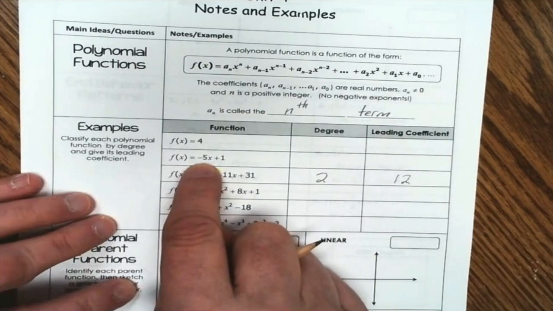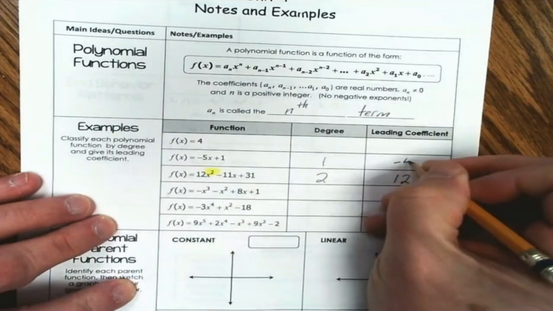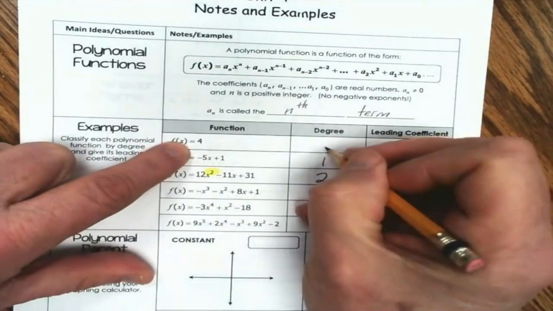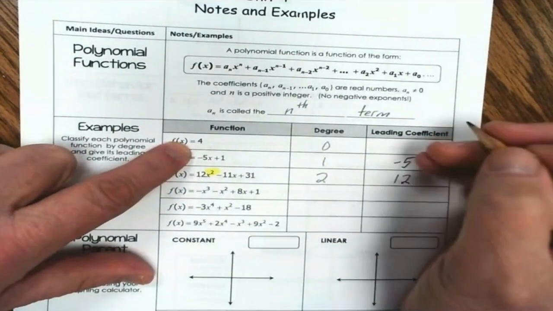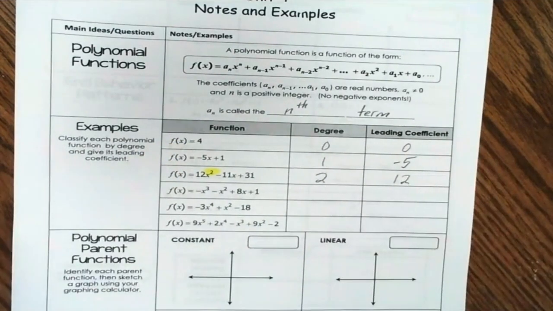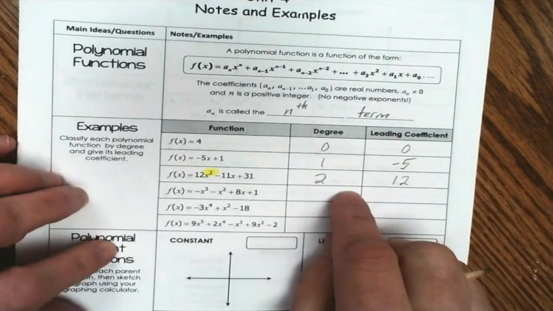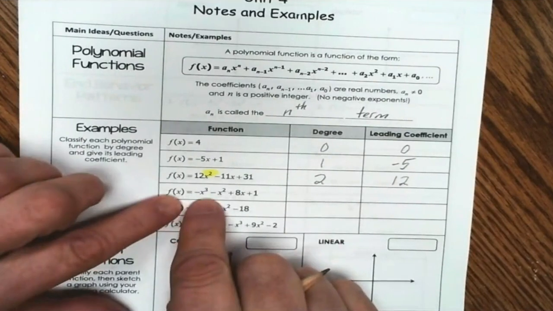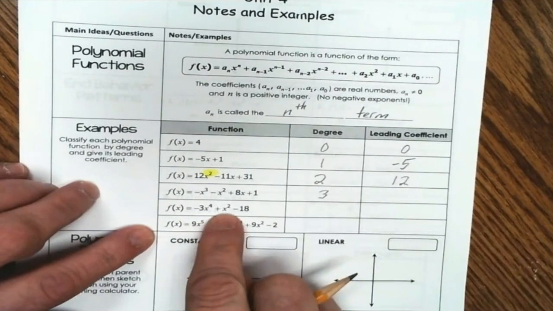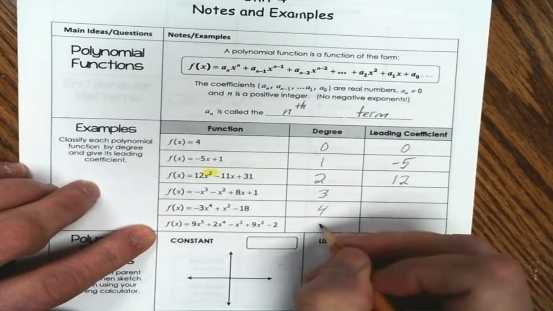This is just a negative 5x plus 1, so that's a first degree, and the leading coefficient is negative 5. Negative 5 is what goes with the x. This is actually a 0 degree, and the coefficient with the x is 0. That's why the x is not there. The leading coefficient is 0, so it's a 0 degree polynomial. Here we have a third degree because that's the largest one. Then we have a fourth power, a second power, and just a constant, so that's a fourth degree. And finally, we have a fifth degree.